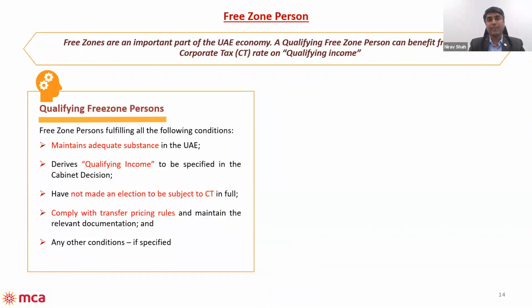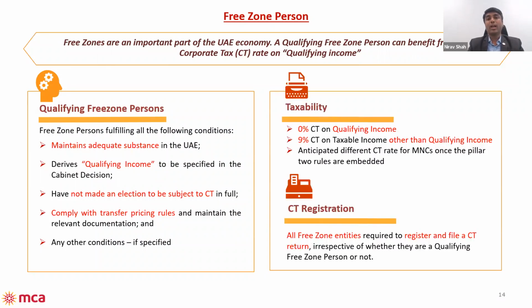So a free zone entity having adequate substance, deriving qualifying income, that has not made an election to be subject to corporate tax in the UAE, and complies with the transfer pricing rules and does the necessary compliances. If these conditions are fulfilled, then a free zone entity will qualify as a qualified free zone person. And if it is earning qualifying income, the tax will be 0%. So effectively, there will not be any tax. Any income other than qualifying income will attract the 9% corporate tax.